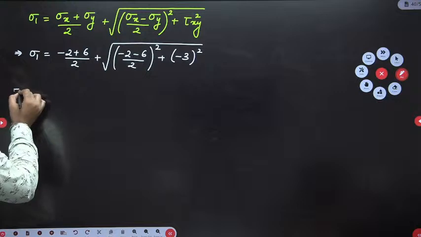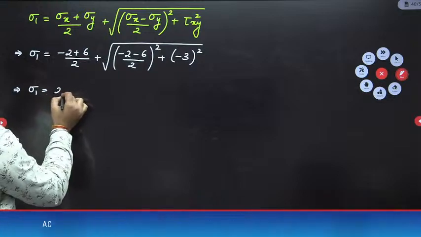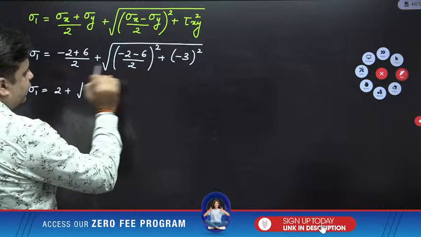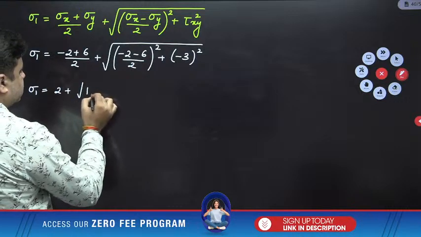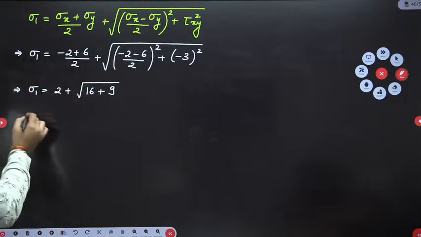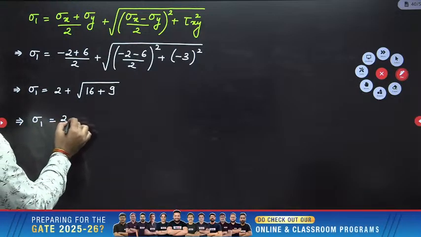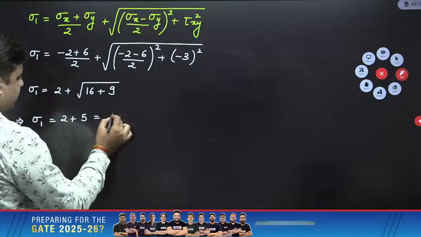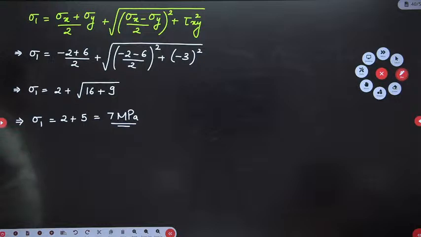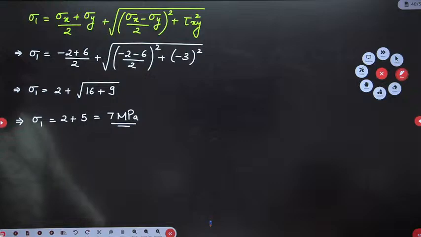So sigma 1 is equal to, this will be 4 by 2, 2 plus under root of, this will be how much? 8 by 2, 4, so this is 16 plus 9. Seven megapascal is the correct answer. Very good, Saundarya. Correct answer. Let's move ahead with this.